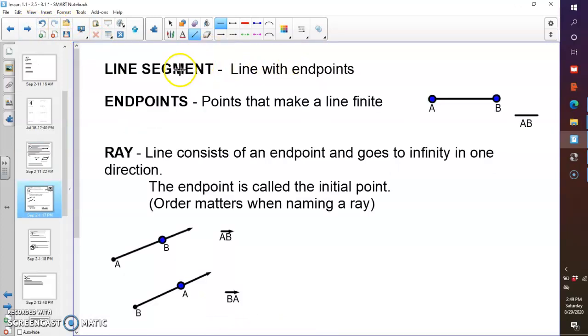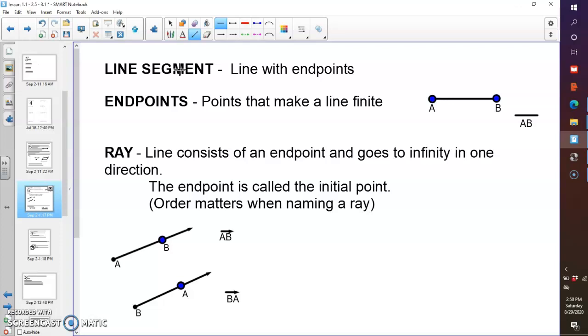Now, what we can get into next is things that are a little bit more common, such as a line segment. And that's your typical line that you would normally see in the world. Because lines in the world that you see usually don't go on forever. They do have endpoints. So technically, they're not a line, they're a line segment. So a line segment is literally just a line with endpoints. And the endpoints are what make the line finite, okay, which means it doesn't go on forever.